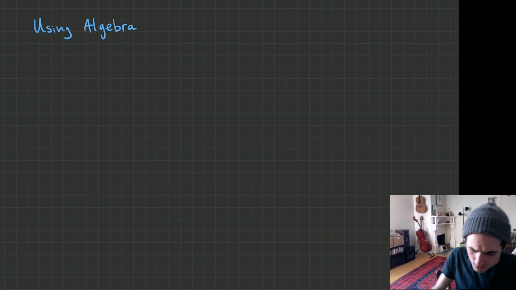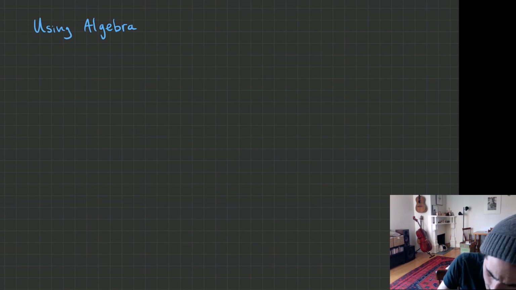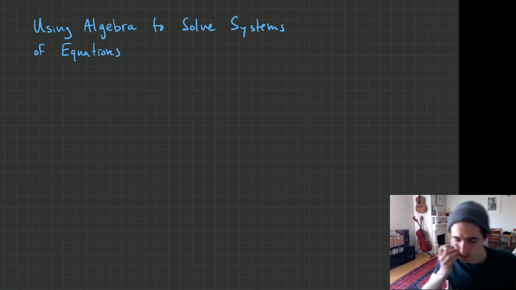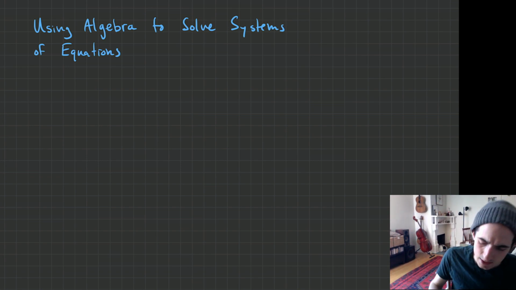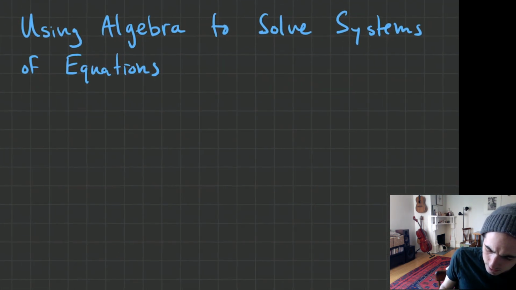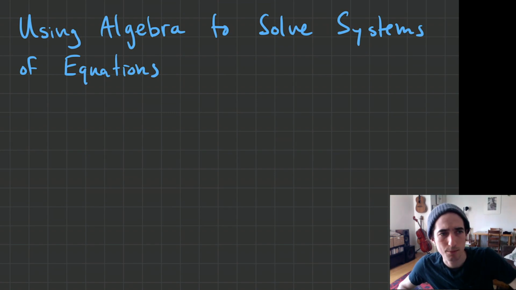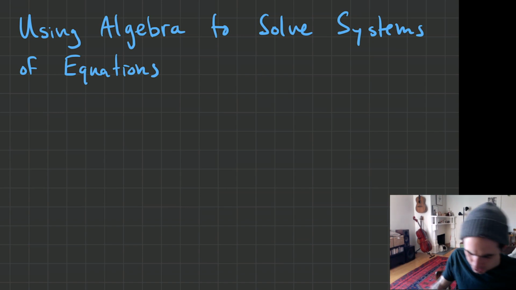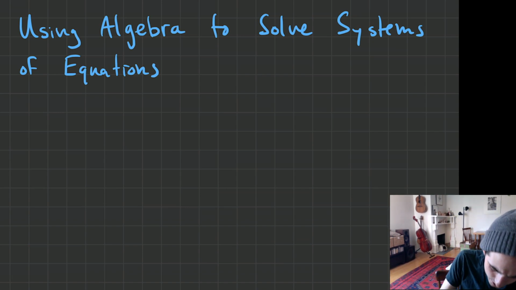Anyway, so today what we're going to talk about is using algebra to solve systems of equations. So what I wanted to start off with is just some background, and the background is just going to talk about why we do what we do. First I'll tell you what the procedure is, and then I'll tell you why we do what we do. So the procedure looks like this.